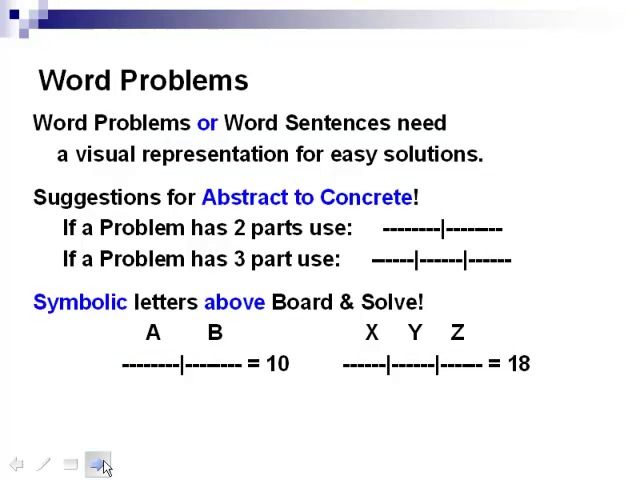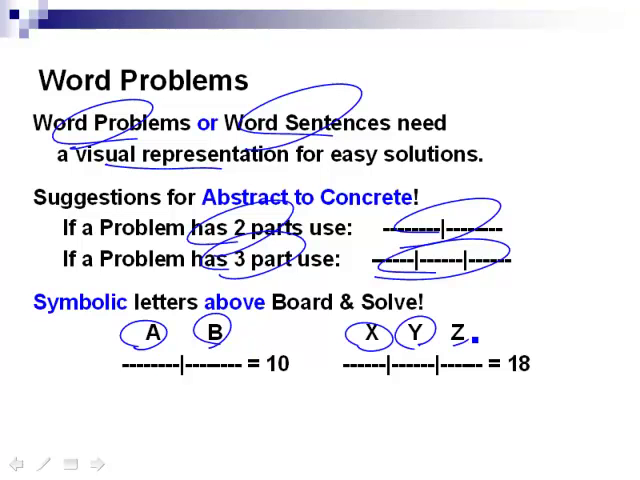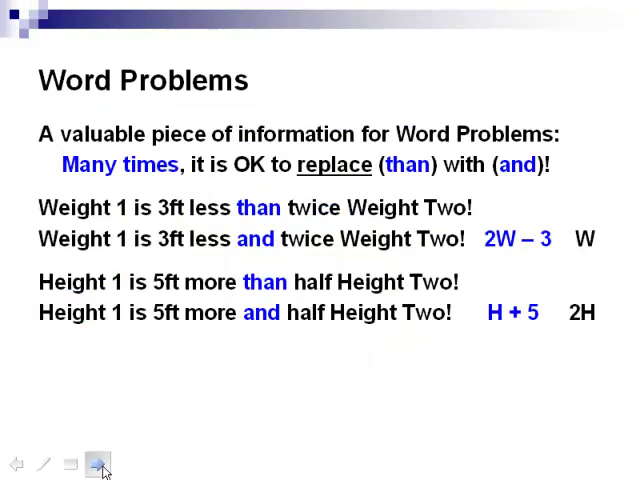All right, now remember that problems are word sentences that we need to change into a visual representation. And if a problem has two parts, it would be nice to make a little board that has two parts. Or if it has three parts, we've got a little board that has three. And of course, it would be nice to put some variables on top of the boards to organize our data. Now, a valuable piece of information, again, with these story problems is that we can, most of the time, without any trouble at all, change the word "than" to "and" and it'll really help us with it.